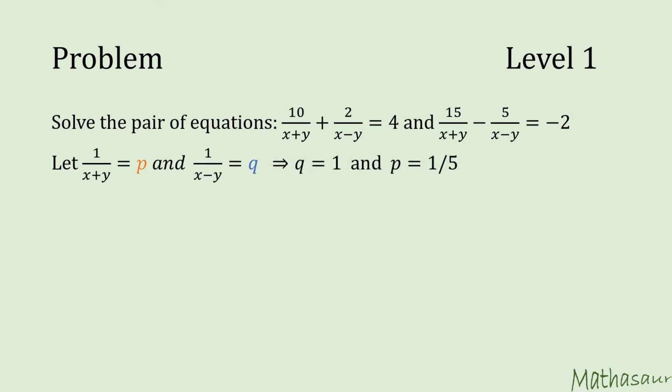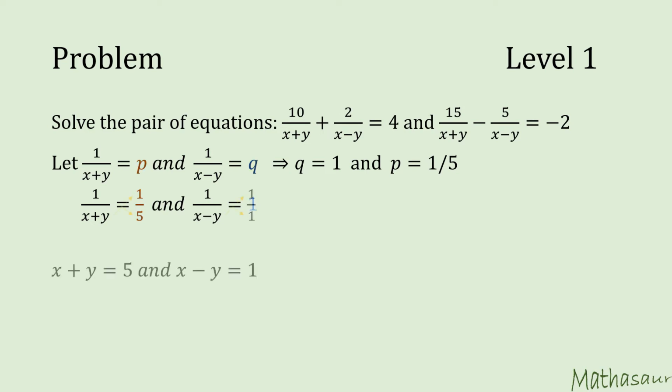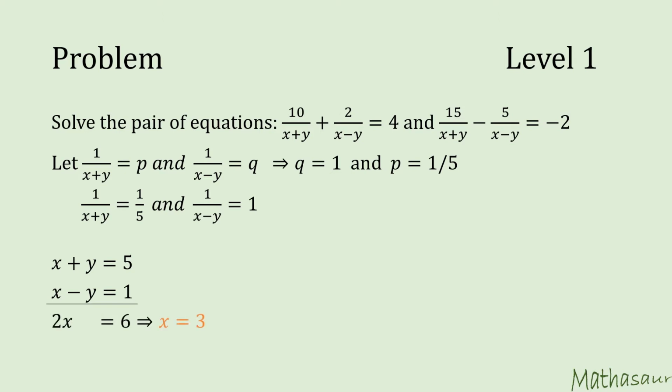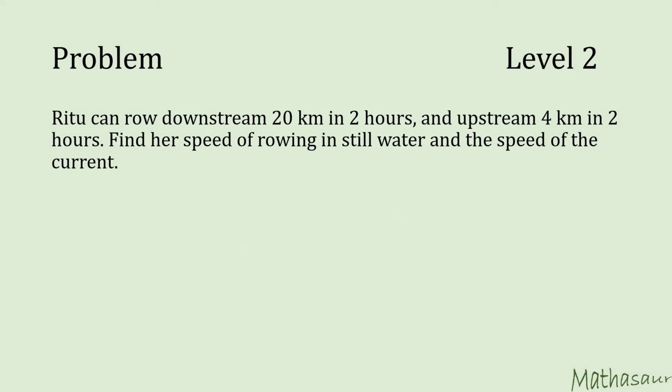Now recall that we wanted to solve for x and y. So let us write 1 upon x plus y equals 1 upon 5 and 1 upon x minus y equals 1. Let us cross multiply and add the two equations to eliminate the variable y. We are using the elimination method here. Solving, we get x equals 3. Now we can substitute this value of x in either of the two equations and find y equals 2. Let us look at another problem.